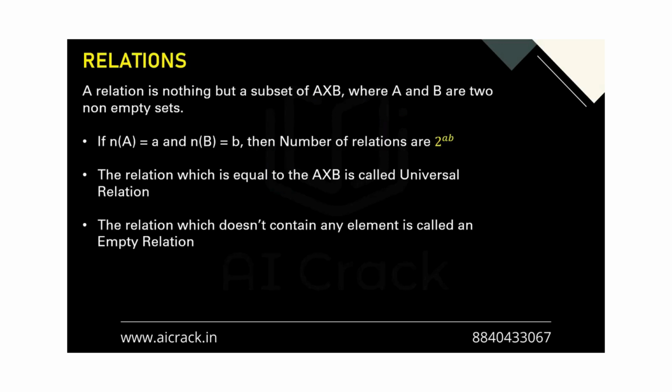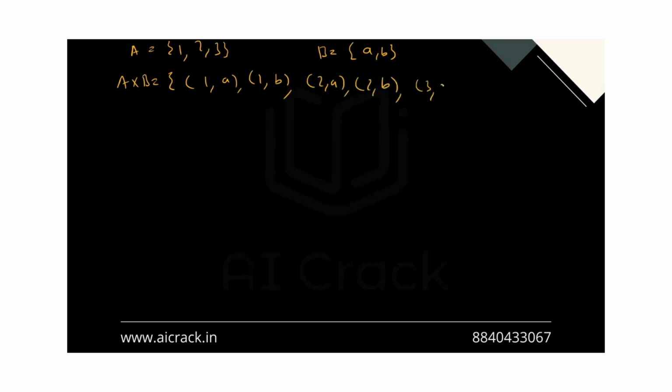Now let us talk about relations. So formally, a relation is nothing but a subset of A cross B. So let's define set A as again 1, 2, 3 and B as, let's say, a comma b only. So we have a total of 6 elements in A cross B. Let's write all those elements. So 1 comma a, 1 comma b, 2 comma a, 2 comma b, 3 comma a, 3 comma b. So these are all the 6 elements of A cross B, right?